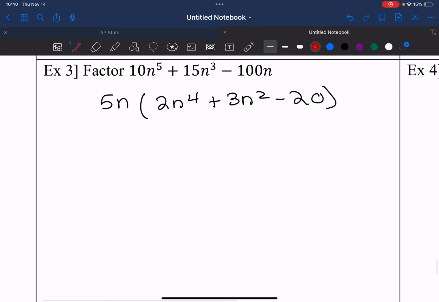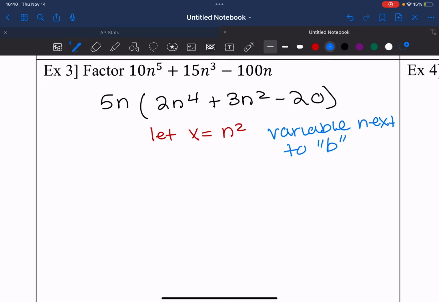So I'm going to let x equal n squared. We're letting x equal the variable next to b.